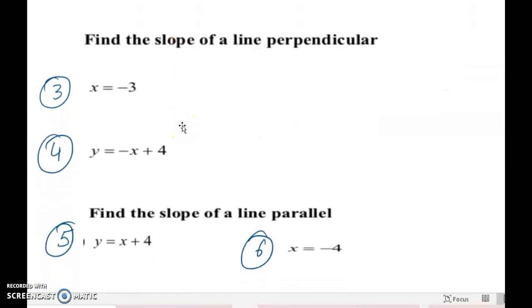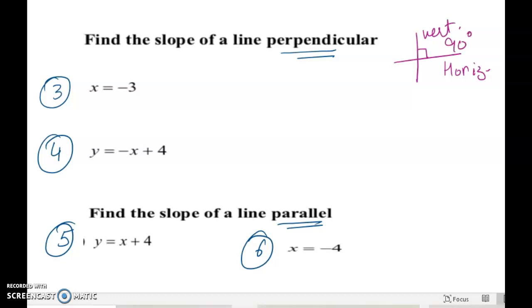Now another concept: finding the slope of a line perpendicular, and in the next question they are asking about parallel. Let's understand it a little bit. How do these work? Lines are perpendicular when one line is horizontal and the other is vertical, right? Perpendicular happens when they form a 90-degree angle, right?